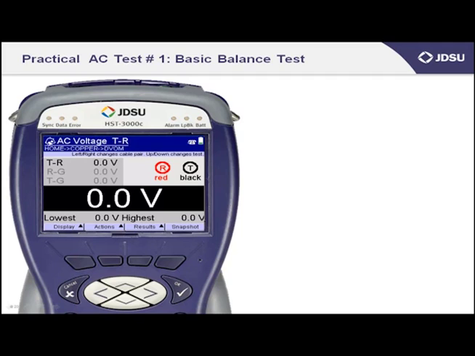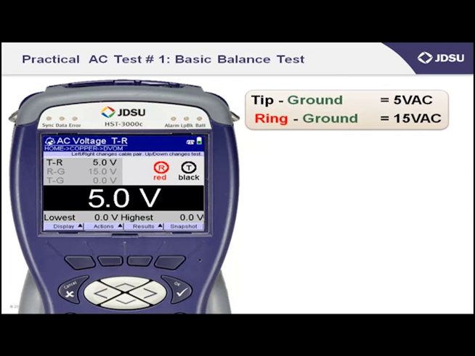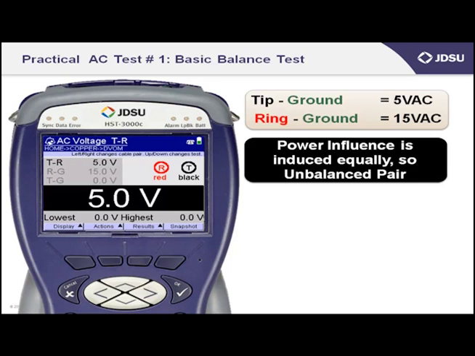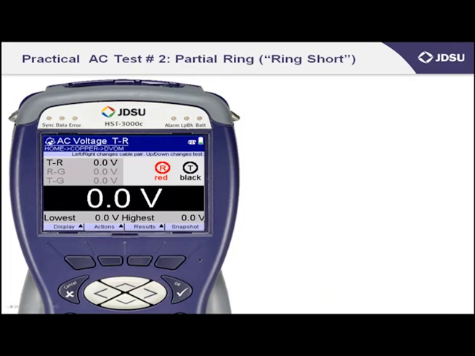Finally, I'll provide 2 practical examples for testing AC voltage. First is a very basic balance test. If you're measuring a dead cable pair, and you see tip to ground measurement of 5 volts AC and a ring to ground measurement of 15 volts AC, then you would know instantly that this pair was faulted. You would know this because the power influence induced on the cable pair is induced equally, tip to ground and ring to ground. There is no discrimination between the 2 conductors. So anytime you see a variance in reading tip to ground versus ring to ground, you know there is something on one conductor that is not on the other.